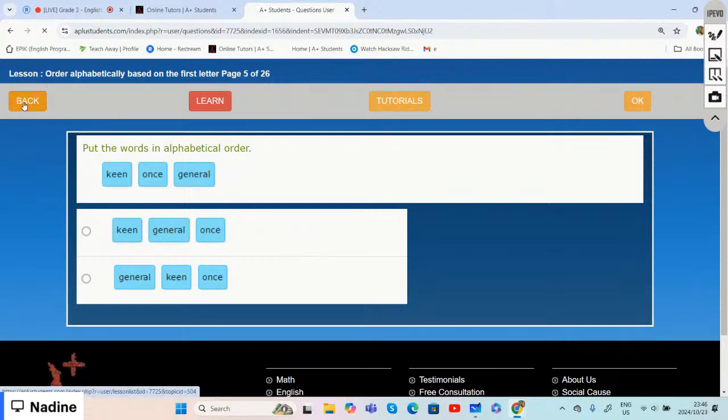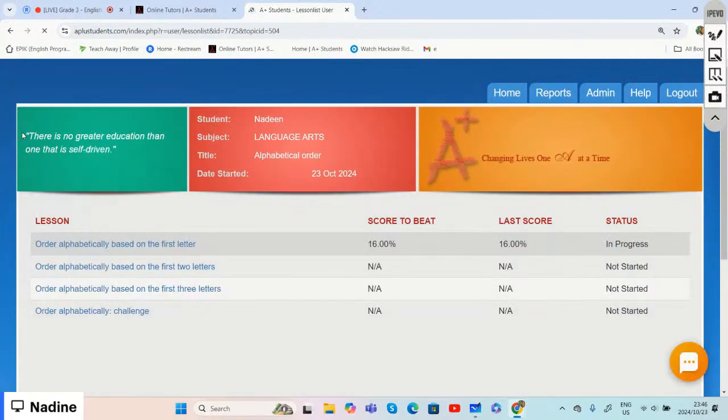All right, so this is now the end of our lesson on alphabetical order. Remember, we said with alphabetical order, we need to put our words in order. If the first letters share the same letters, we go on to the second one, and so on and so on. But you need to put words in alphabetical order as per our dictionary.